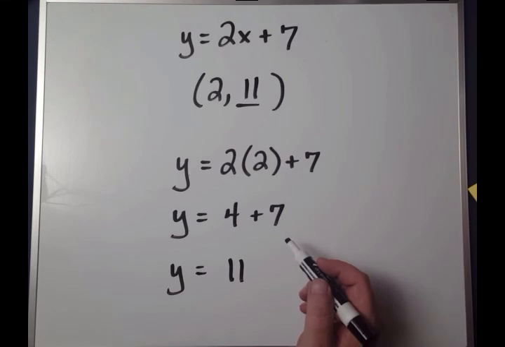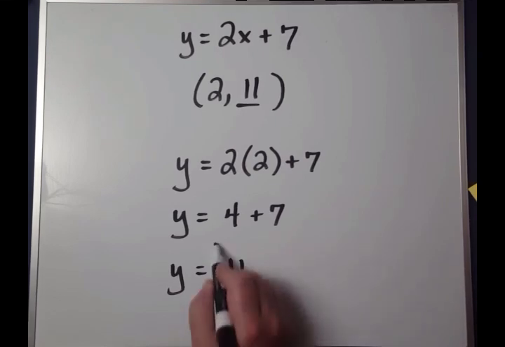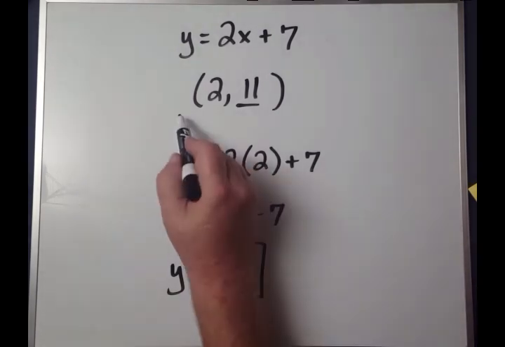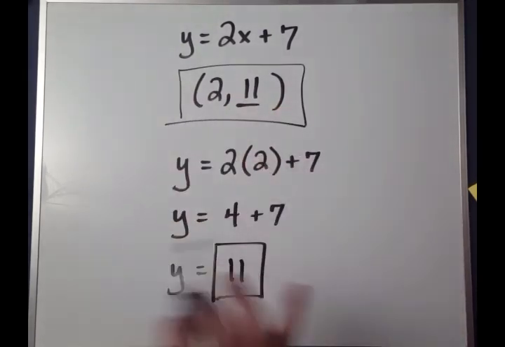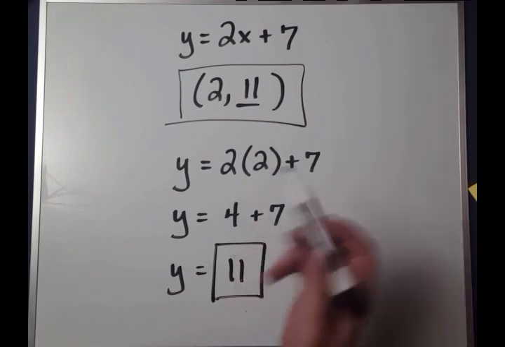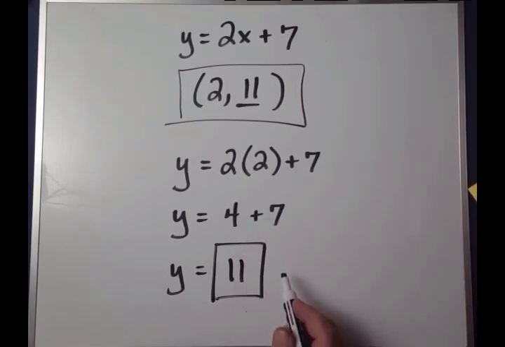Now, when you look this up in the back of the book, all she's looking for is the 11. If you would prefer to give the full ordered pair, that's fine. Either way, I think is appropriate in this case.